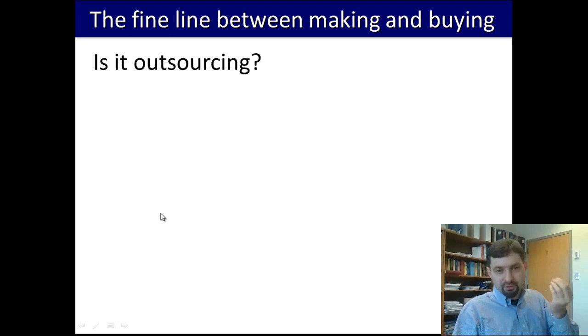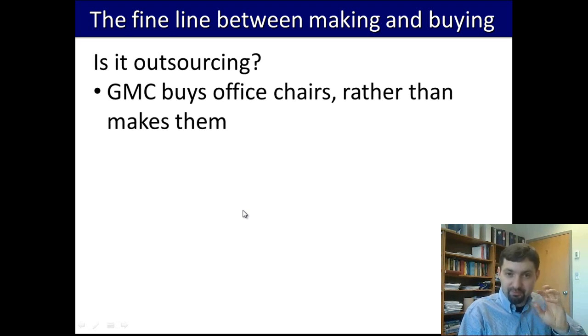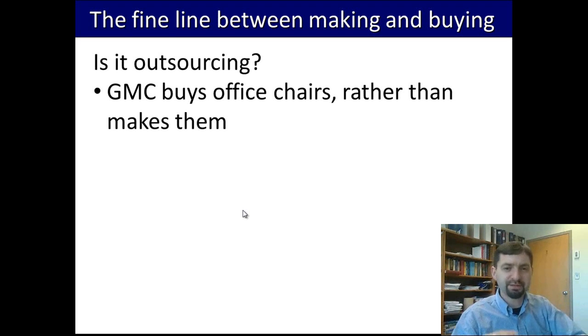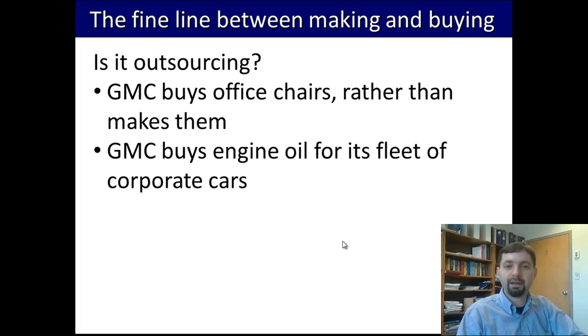They just license their brand name, and then obviously they manage that brand, but somebody else makes that stuff for them. And before we even can start talking about that, one of the big questions that we have to answer is, what is outsourcing? And so there is only a very fine line between manufacturing and outsourcing. For example, if GM buys office chairs rather than makes them, would you call that outsourcing or not? And most of you probably would say, well, that's not outsourcing because General Motors doesn't make chairs, they make cars. So they just buy office supplies, so that's not a problem. But let's say they buy engine oil for its fleet of corporate cars. Would that mean that General Motors company outsources some of the components of its production or makes them?